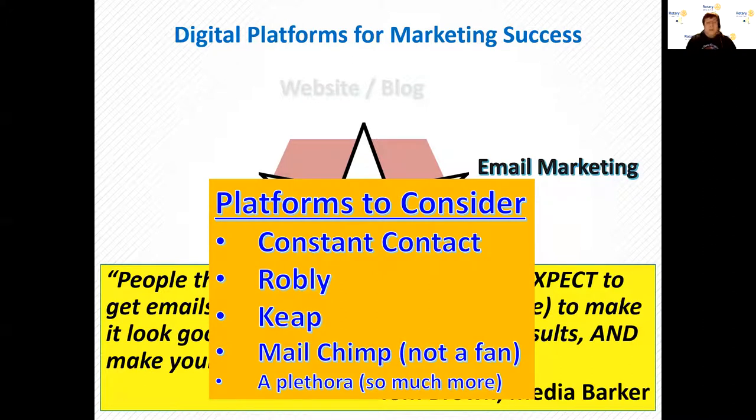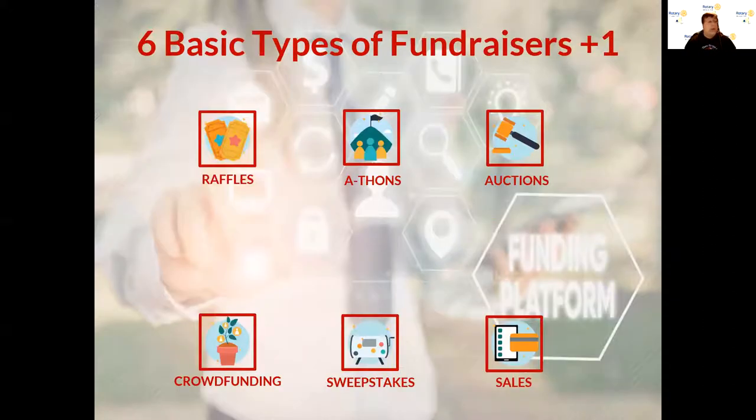All right, so that's the email chain. I want to get into where the real power is. And I want to talk about fundraising. So there's basically six types of fundraisers out there. And so we talk about raffles, and we talk about a-thons and auctions and crowdfunding, sweepstakes and sales. And actually there's a plus one, but we'll get there in a second.